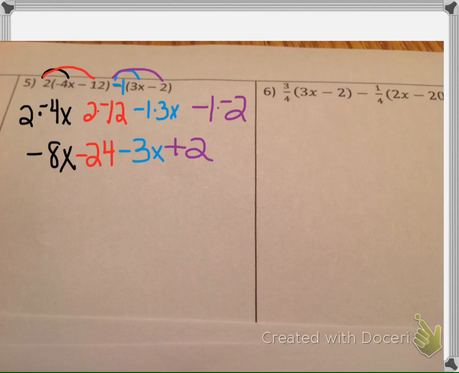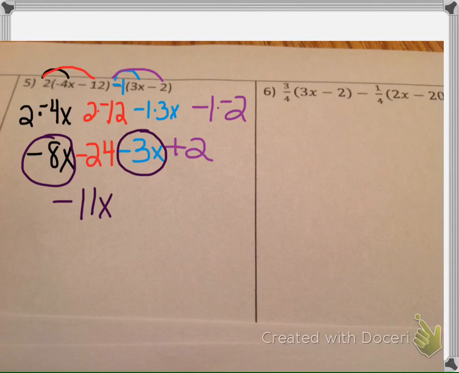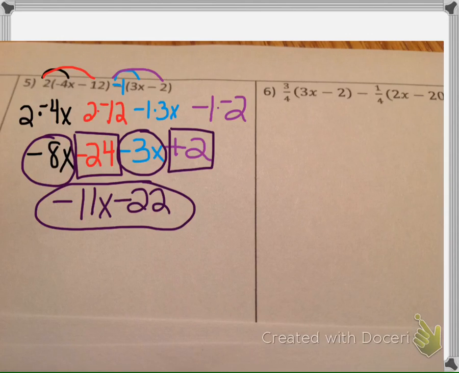Okay, now I can combine my like terms. I have negative 8x and a negative 3x. That would be same signs, add. 8 plus 3 is 11x, and it's a negative because 8's the bigger number, negative 11x. And then a negative 24 plus 2, I have different signs, subtract. 24 minus 2 is 22, and that would be a negative 22 because 24 is the larger number. And that's simplified. Okay, let's try number 6.